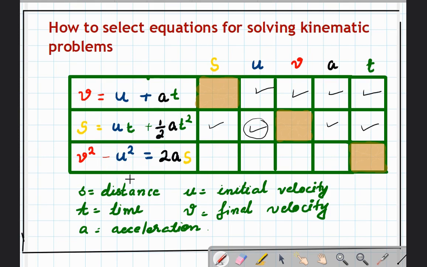And in the third case also, we again have a total of 4 variables, that is v, u, a, and s. So before selecting any equation, we have to check whether we have enough information about the unknown quantities. If yes, then accordingly we select our equation.